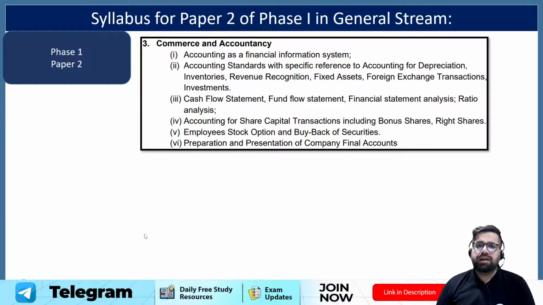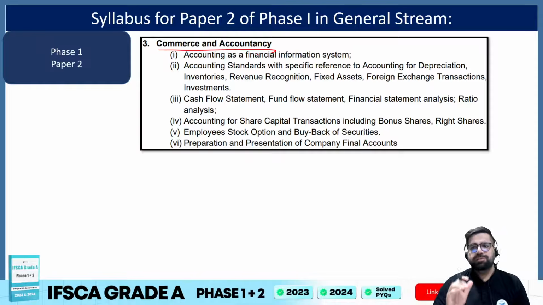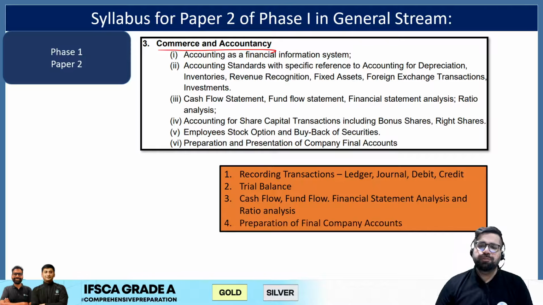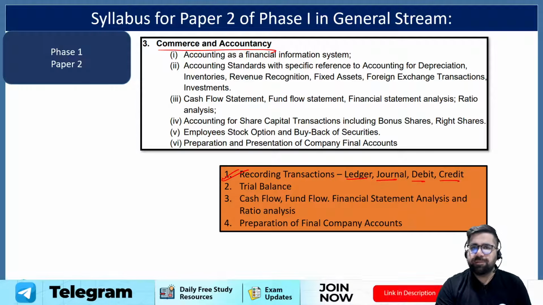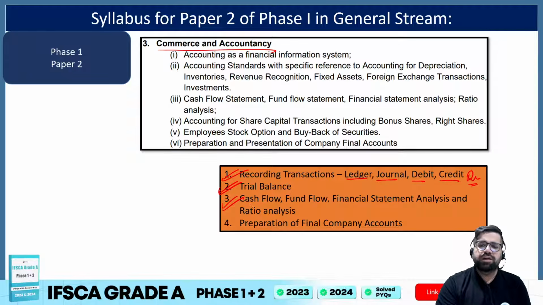Let's continue our practice. Now we are moving ahead to commerce and accounts. In commerce and accounts, if you do this much study, then definitely it will take a lot of time. So I will tell you which chapters are important. First, recording of transactions, wherein you understand ledger, journal, debit and credit, like how to record a transaction. Then you have to understand what is trial balance. Then you have to understand cash flow, funds flow, financial statement analysis and ratio analysis.